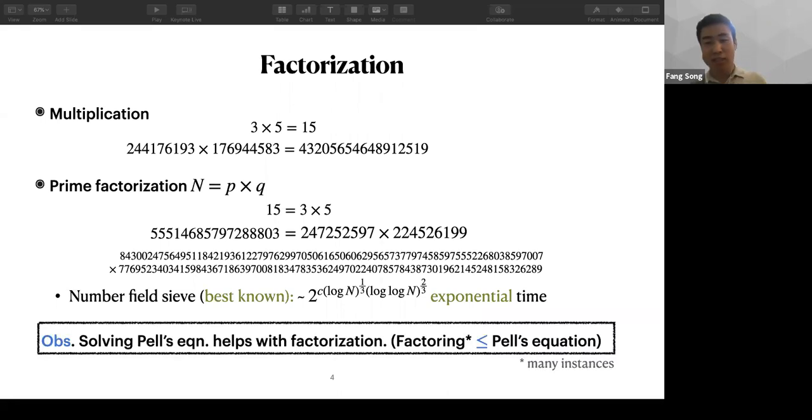So what does this have to do with Pell's equation? Roughly speaking, factoring is a special case of Pell's equation. More precisely, we say that factoring reduces to Pell's equation. Namely, if we can solve Pell's equation, then we can also solve factoring efficiently. This is denoted by this less than or equal sign to indicate that Pell's equation is as hard as factoring.